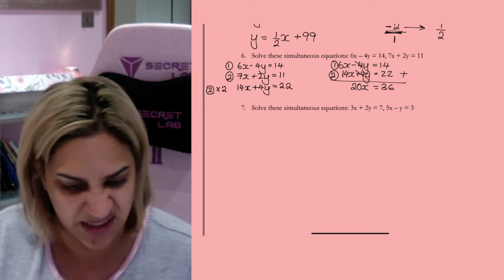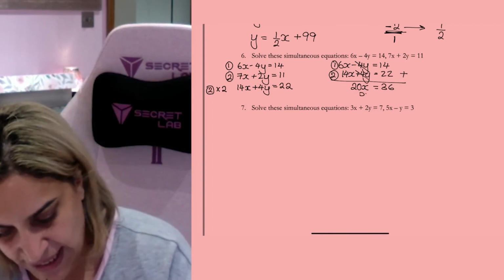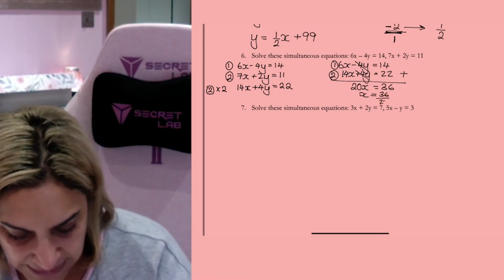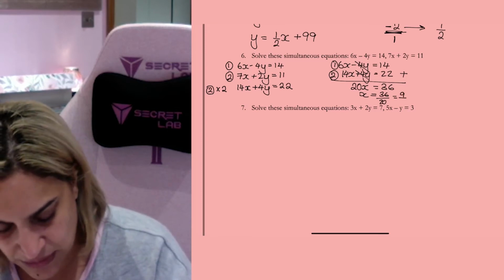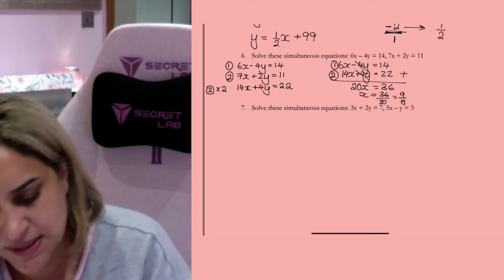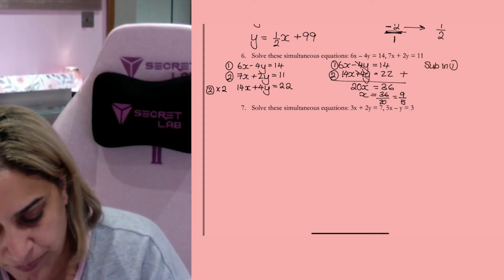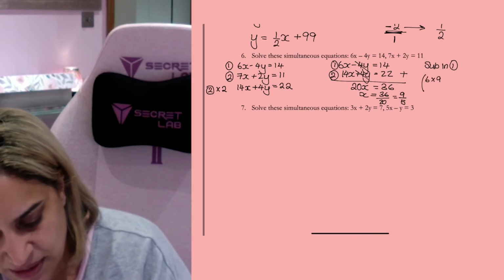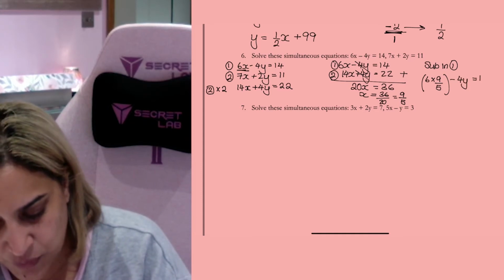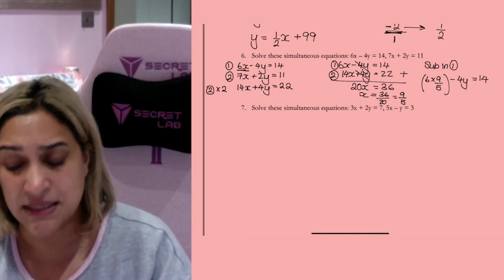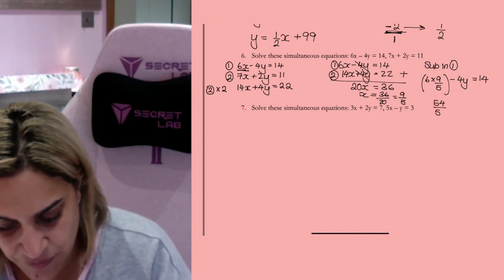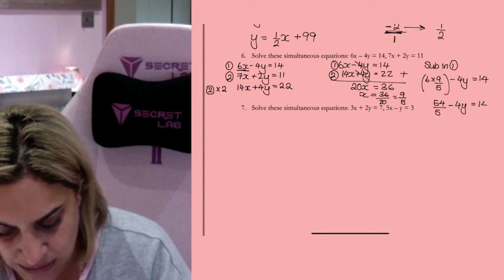Okay, so that doesn't come out as nicely as we'd like. So x will be 36 over 20, and you can leave it like that, or you can simplify it down. You get 9 over 5. Now to find the y coordinate, you would sub it back into 1. So you get 6 times 9 over 5, so I'm putting it back into here, minus 4y equals 14. So we've got 6 times 9 over 5, so 6 times 9 is 54. 54 over 5 minus 4y equals 14.